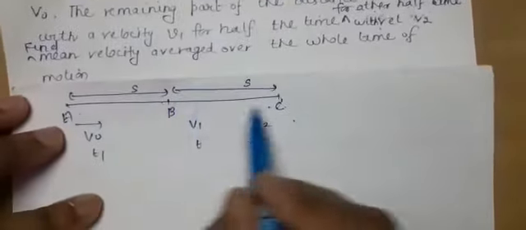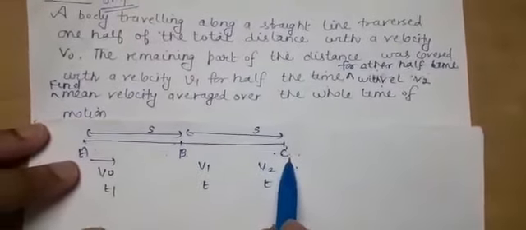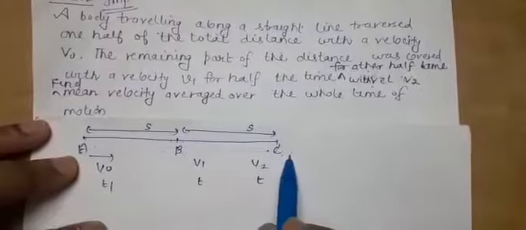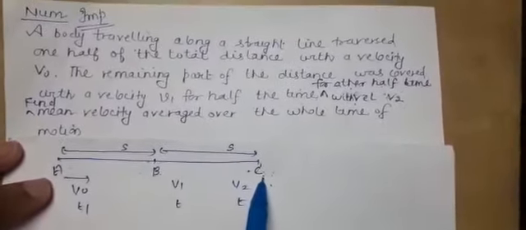If you want to take total distance s, then you can take total distance s and this is s by 2 and this is s by 2. But I am starting with A to C distance 2s. So half distance A to B is s and the remaining one is also s.